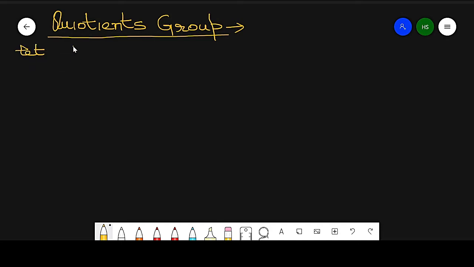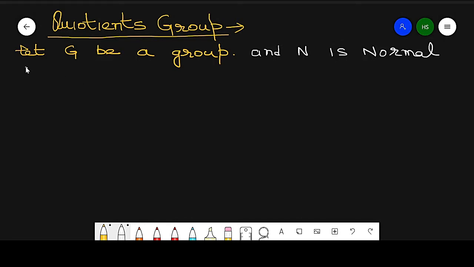Let G be some group. We take it as a multiplicative group. Let G be any group and N is a normal subgroup of a group G. So what we have?